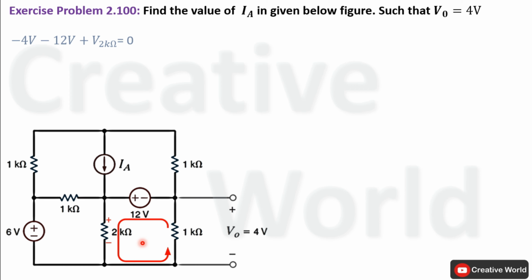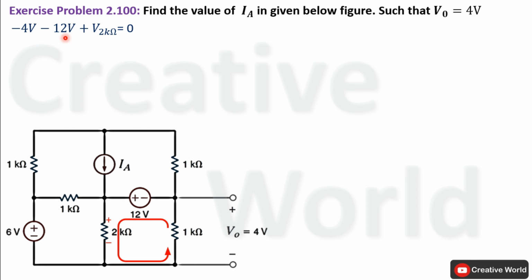Now write KVL equation for this closed loop. Start from here. Current entering terminal is negative, so 4 volt will be taken with negative sign. Next, current entering terminal is negative, so 12 volt will also be taken with negative sign. Next, current entering terminal is positive, so voltage across this 2 kilo ohm resistance will be taken with positive sign.